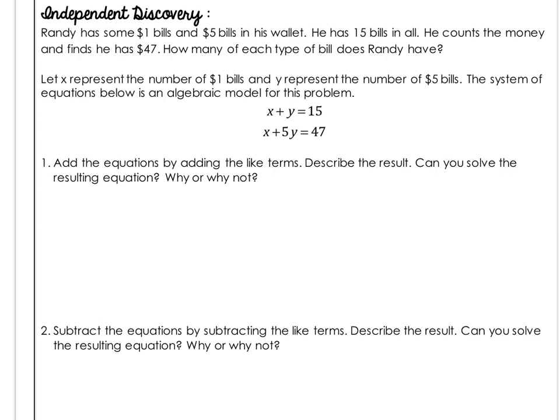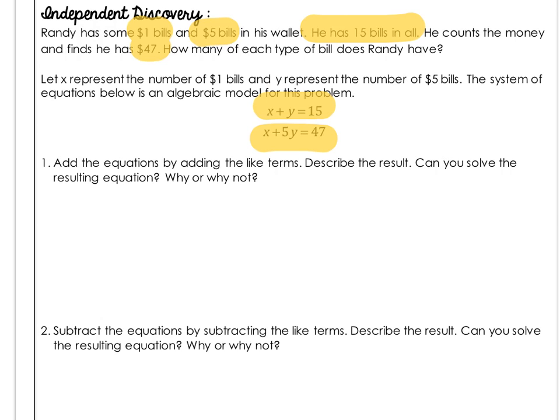Okay, I know that we don't have to write this, but let's just look at what we know for practice. So we know one of our equations has to deal with how many, or the amount he has. He has 15 bills in all. So that's going to be our first equation. And then the second, how much money, that's the $47, and it's $1 bills and $5 bills. So that's our second equation, x plus 5y equals 47.